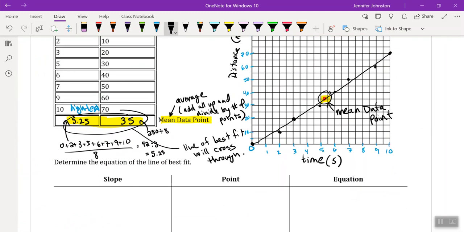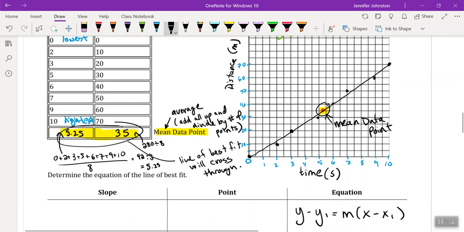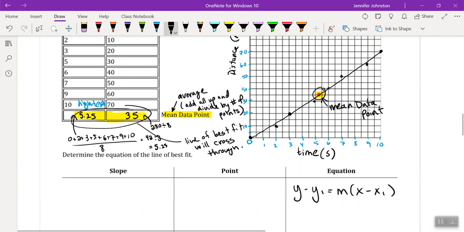Okay, so first of all, we need to find a slope. We need a point and our equation. Remember, our equation is y minus y1 is equal to m times x minus x1. All right, so our mean point is a point that we have. Well, let's go find the slope.